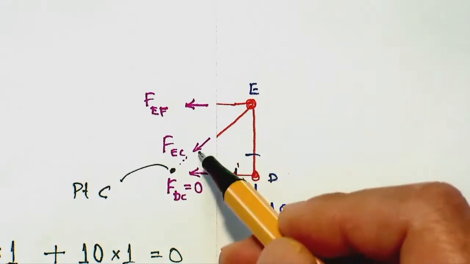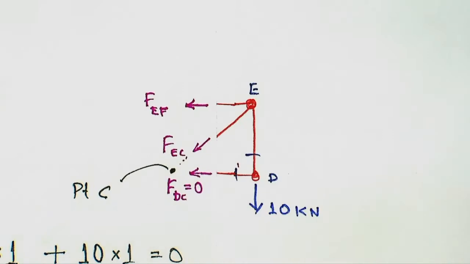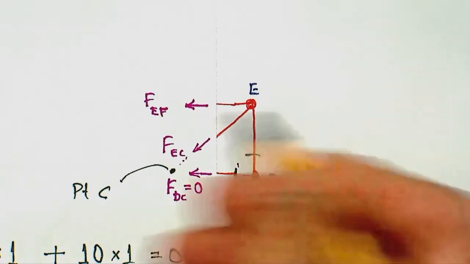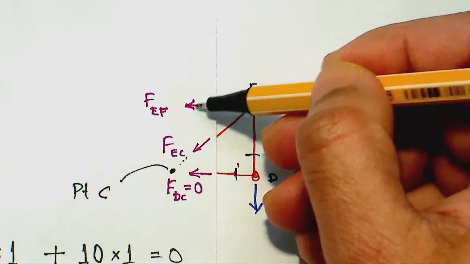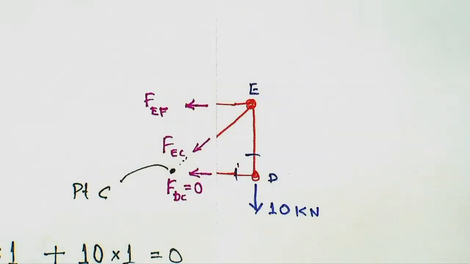So I know FEF is 10 kilonewton. Now it's much easier to find out what this one would be, because you can take summation of horizontal forces equal to 0. If summation of horizontal forces is 0, how many forces are there here? 1, 2, 3 and 4. So FEF is going that way, so you put it as minus FEF.